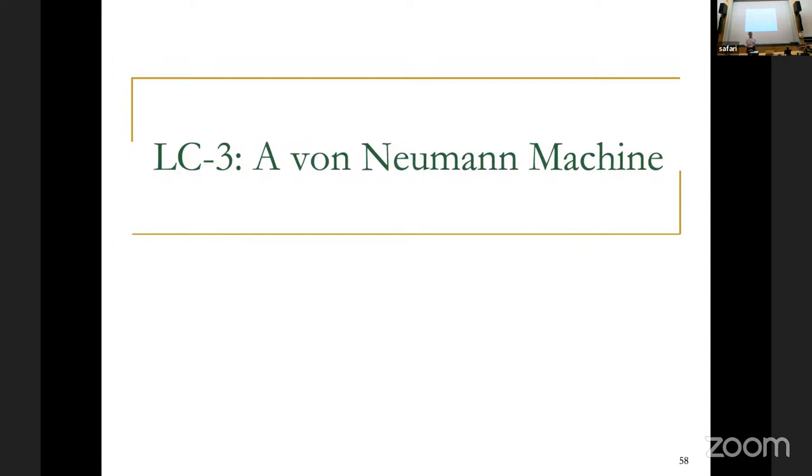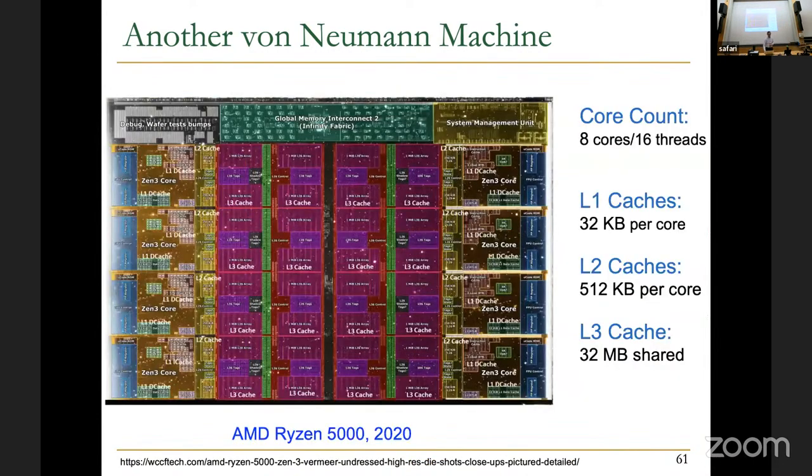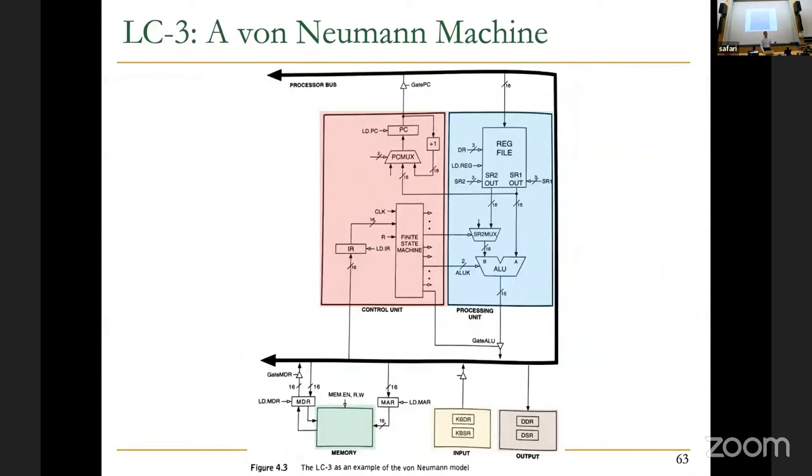So we're going to look at how these von Neumann machines operate. LC3 is not a real one. I don't believe that any LC3 machine has been built, and certainly not used in real systems. But this is a von Neumann machine, or at least part of it. So you see the cores, you see the GPU. Neural engine is a bit different in terms of principles. So it's really heterogeneous, but a lot of it is operating based on von Neumann principles. Okay, another von Neumann machine, another von Neumann machine. Basically everything you use looks like a von Neumann machine today. So this is LC3. We're going to look at this a little bit.